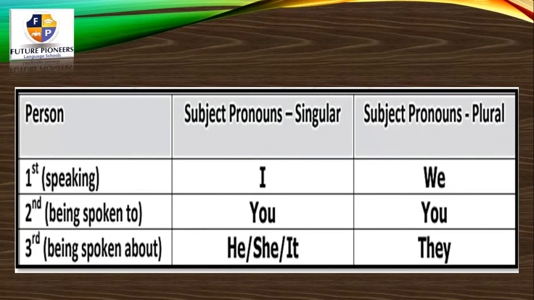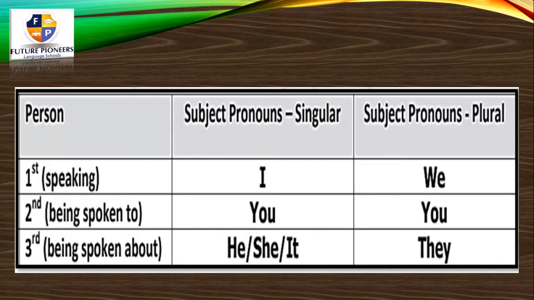Okay, let's see. We have two kinds: subject pronouns singular, and subject pronouns plural. First person speaking means you are speaking about yourself. You can use I. And when you're talking about more persons, you can use we.